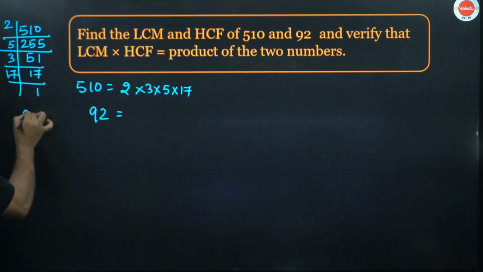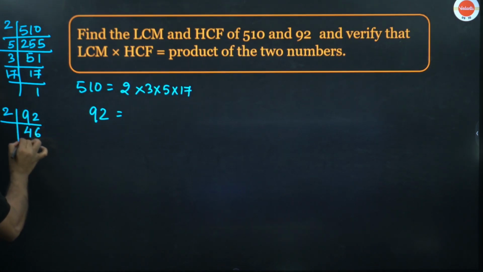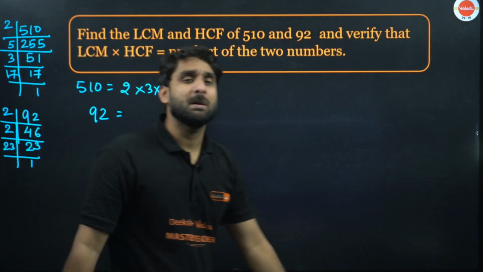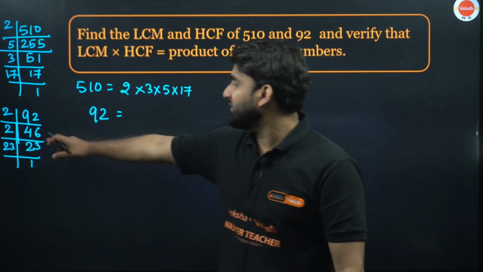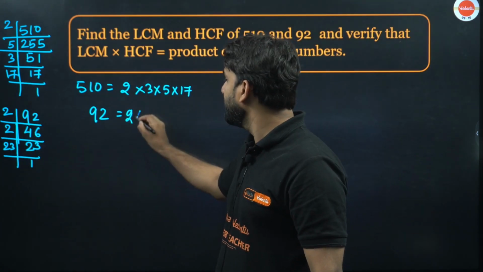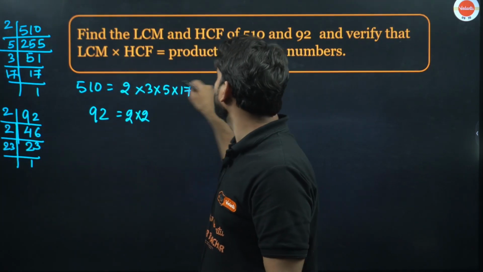Now 92. So now take the prime factorization for 92. 92, this is 46, 2, 23. Now 23, this is 1, because 23 is itself a prime number. So 92 will be divided by 2 to get 46, and 46 divided by 2 gives 23, and 23 is a prime number. So we have 2 into 2 into 23, which means 2 to power 2.